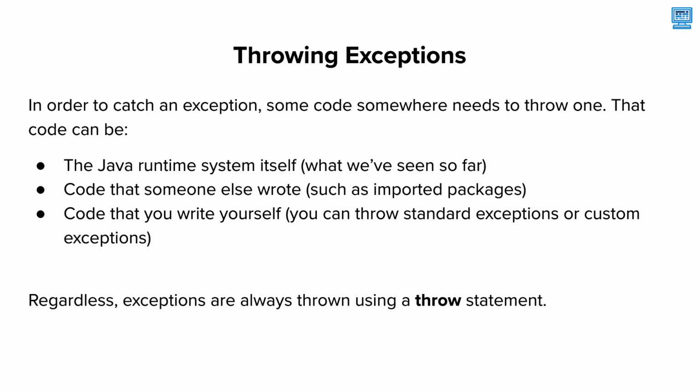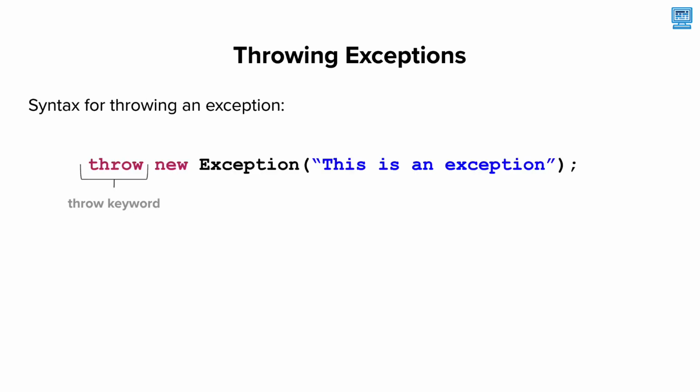Let's take a closer look at the syntax for how to do that. You first need to start by using the throw keyword. When your program encounters this keyword, it will interrupt the normal flow of the program and start looking for a place to catch the exception. Next, you use the new keyword. This keyword creates a new object of the exception that you want to throw.